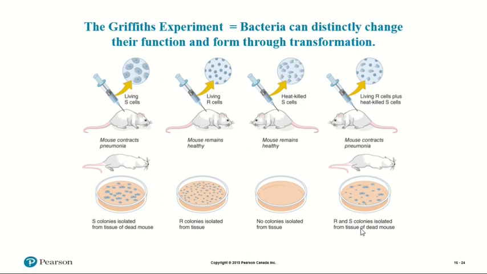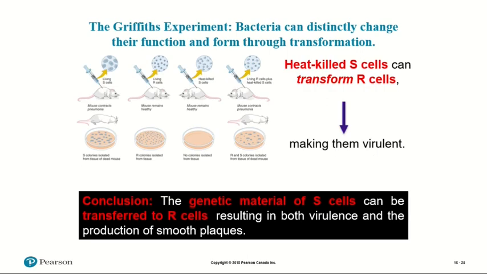And what are the implications of those results? He found that heat-killed S cells can transform the R cells, making them virulent. So the ones that were non-virulent, when they interact with the dead ones that were virulent, they can interact and transform each other, and now the mice were dead.